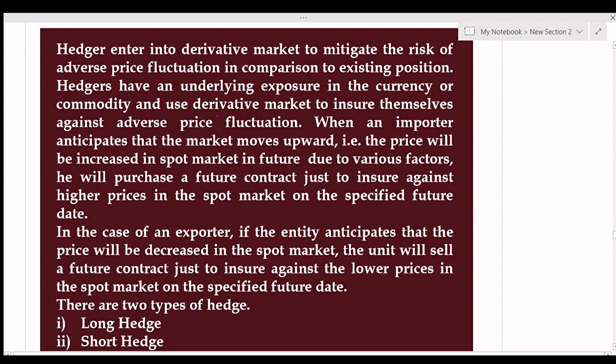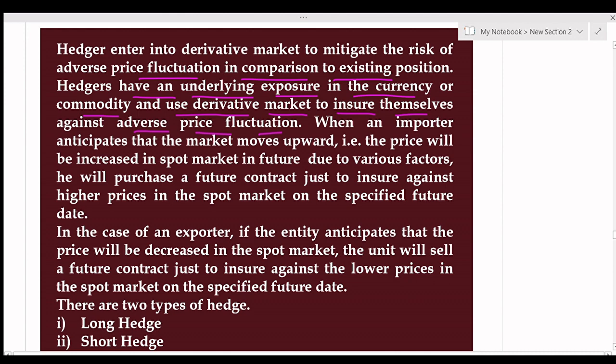Hedgers enter into the derivative market to mitigate the risk of adverse price fluctuation in comparison to their existing position. Hedgers have an underlying exposure in the currency or commodity and use the derivative market to insure themselves against adverse price fluctuation. This is applicable to every underlying asset, that is equity, currency, commodity, etc.